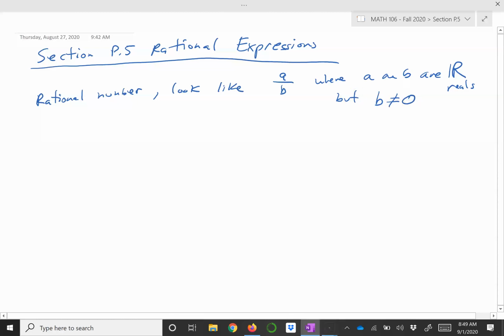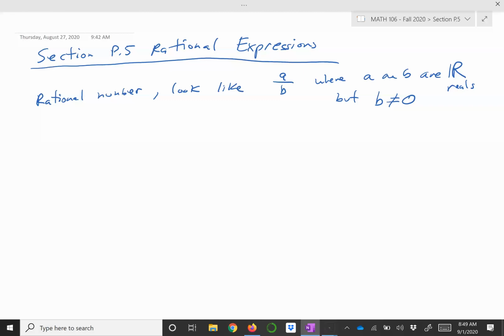Because what happens if B equals 0? Is that allowed in a fraction? What do we term that if B is equal to 0? What do we say? The fraction is what? Or the rational number is, you remember it, undefined. Have you heard that before? When B is 0, the number is undefined. Okay? So that's just what a rational number looks like.